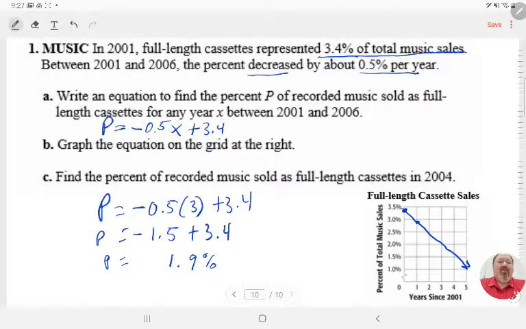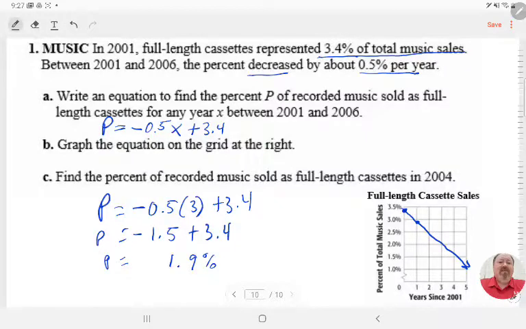Now to graph that, I know that my y-intercept, or where it's going to intercept the percent of total music sales, would be 3.4%. So right below the 3.5, I would put my coordinate, my dot. Then I know my slope is negative 0.5. So I would go down 0.5 and over 1. So that would put it right below 3.0 in 1 year. Then I just draw a line through it.